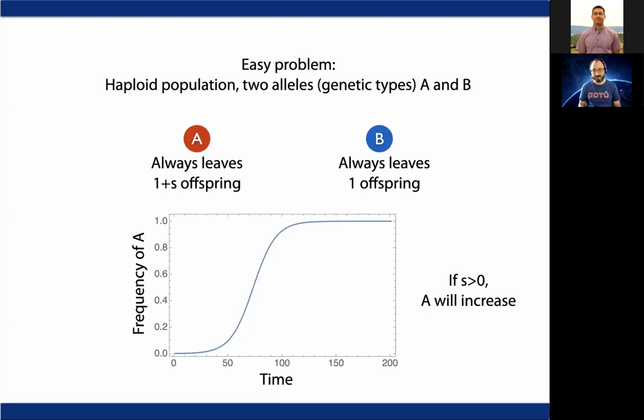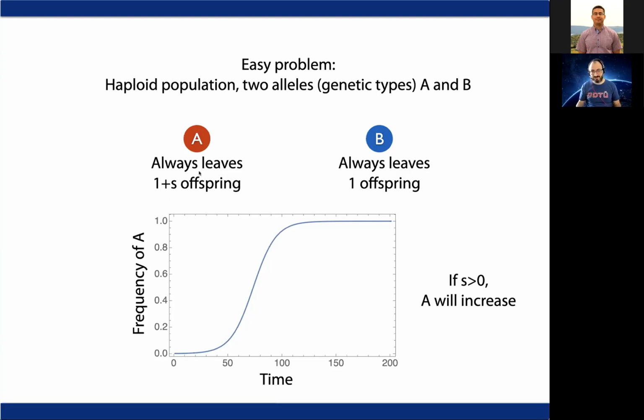And here's a quasi-mathematical formulation of the problem, and we're going to get to the actual mathematical one. This is the classical evolutionary problem, the simplest type of evolutionary model, where you have a haploid population. You have individuals like bacteria, who carry only a single copy of an allele, and one type, which we're going to call type A, say, always leaves 1 plus S offspring, compared to an allele B, which always leaves one offspring. So this is a classic example of selection.